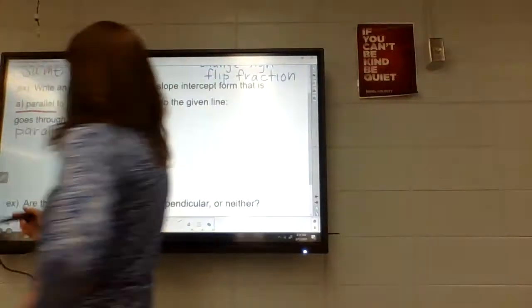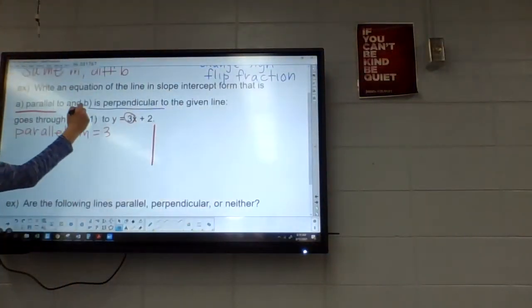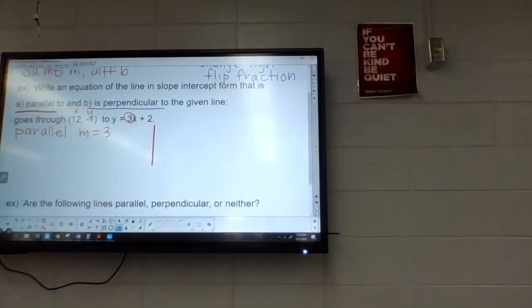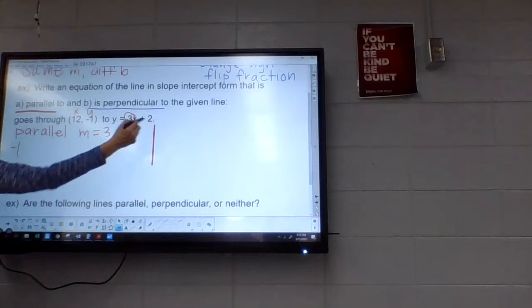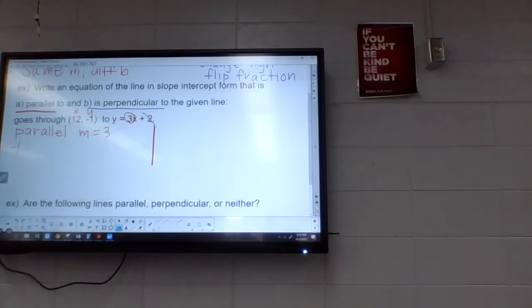And they give us an x and y already. And we're going to use that to find our b. I'm not going to use their b at all. That's like not useful information. If anything, it's just distracting.